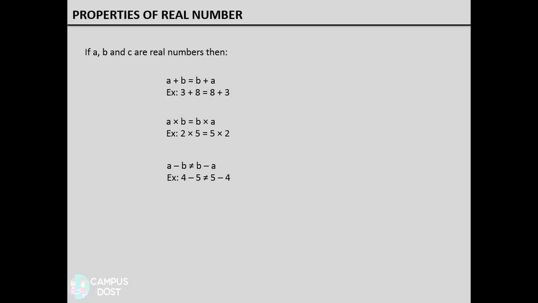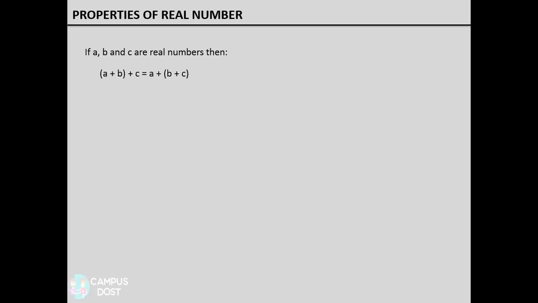Now please note that we are not saying that a minus b never equals b minus a. For example, if a and b both equal the same number such as 5, then a minus b will indeed equal b minus a. All we are saying here is that it is not necessary that a minus b equals b minus a. In other words, subtraction is not commutative for every pair of numbers. Similarly, division is not commutative for every pair of numbers. For example, 6 divided by 2 is not equal to 2 divided by 6.